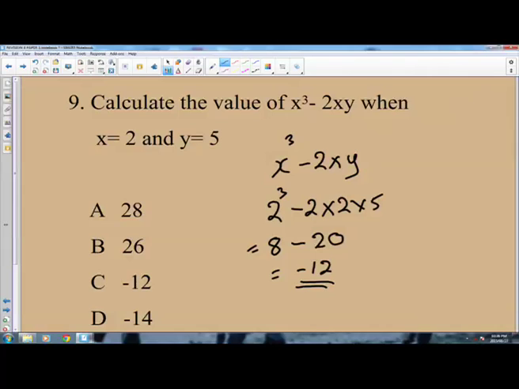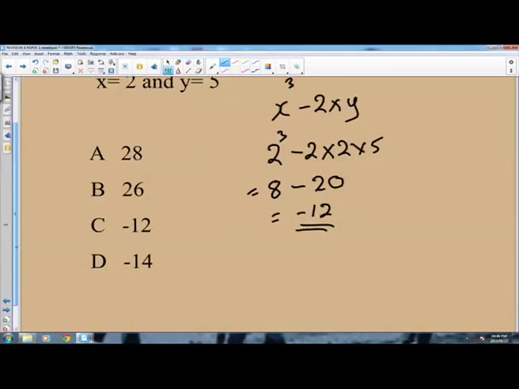So we check in the alternatives. The first alternative A is 28, and according to what we worked out, this is not the correct answer. B is 26, and then D is negative 14. The correct answer is represented at C. So we will circle C to indicate that this is the correct answer as per our working.